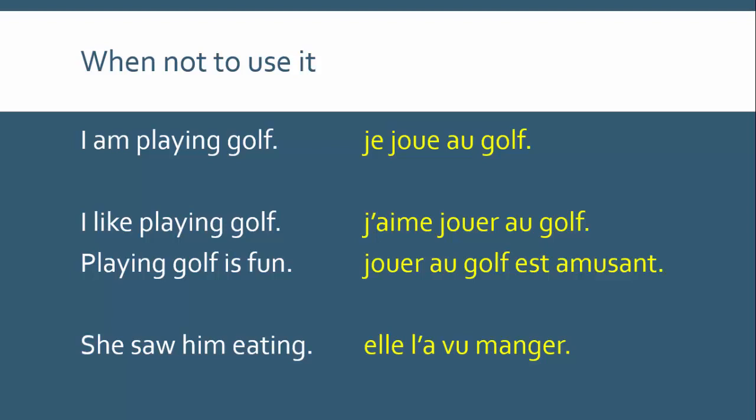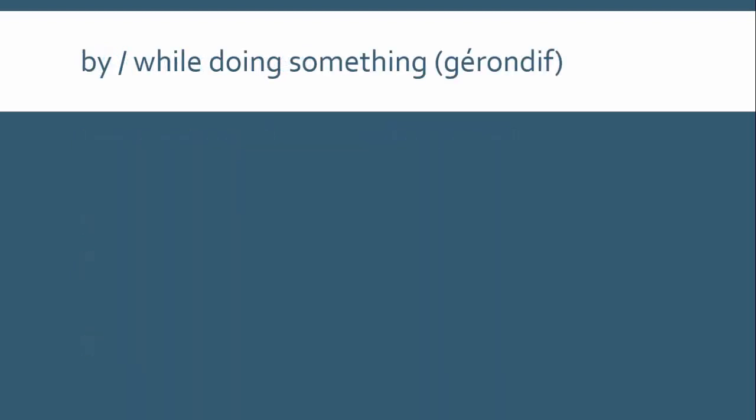You've told us all these instances where we can't use the present participle. Can we use it at all? And the answer is yes. Now, admittedly, the present participle isn't that common in spoken French, but you're most likely to hear it used in the "by" or "while doing something" structure, commonly known in French as le gérondif.